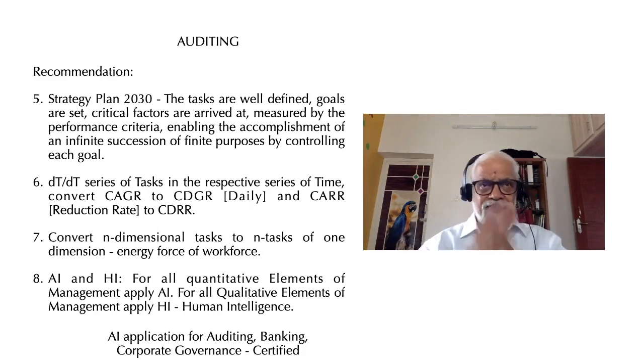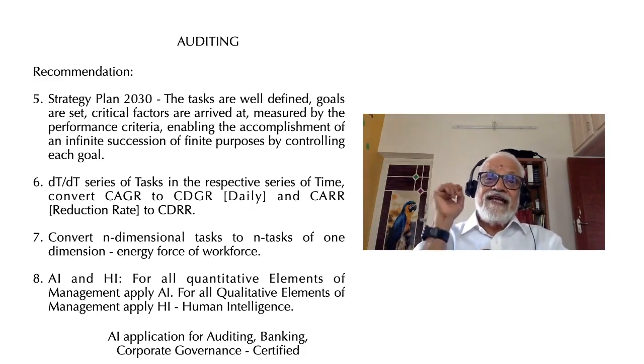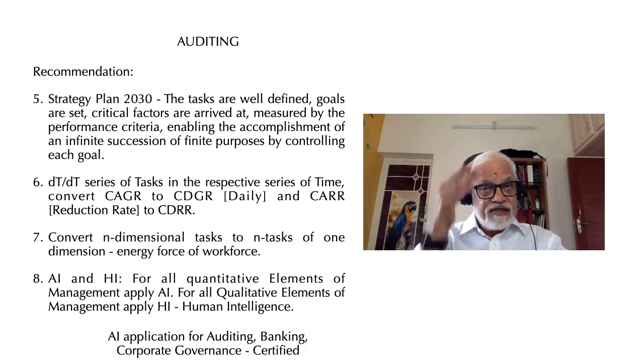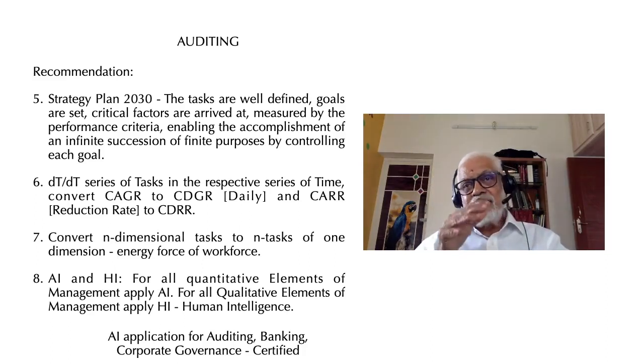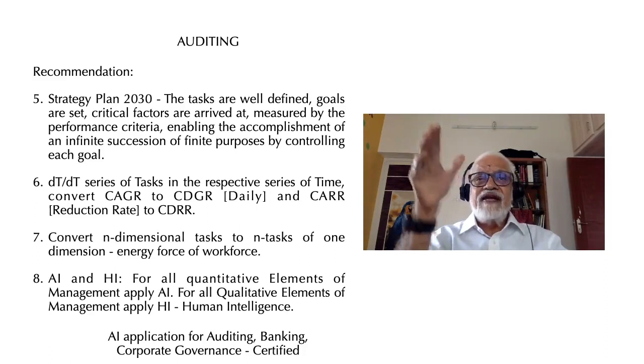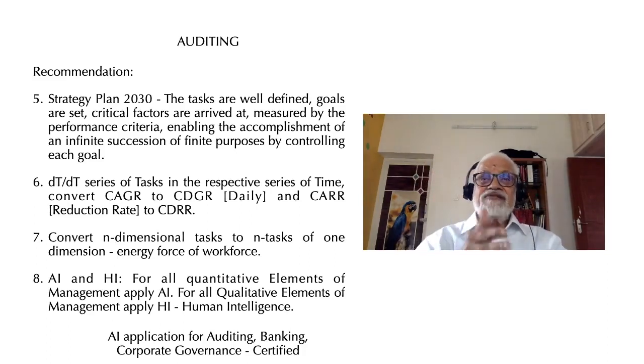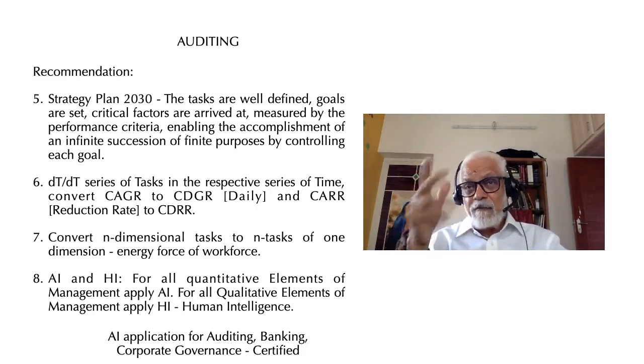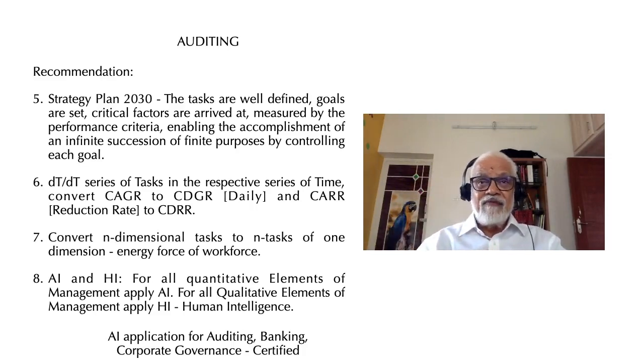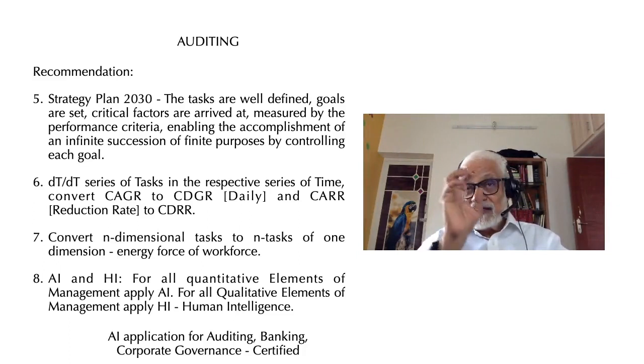That is number 6. Number 7, convert n-dimensional tasks to n tasks of 1 dimension. Is the energy force. When you look at the matter and energy, matter is infinite. That is the infinite succession of finite purposes. It keeps on rolling around every time. That is n-dimensional. You look at here, look at that, look at here. In supply chain management, all are not the same. Hundreds and hundreds. But it is being given the responsibility to 1 dimension. That is the matter and energy.